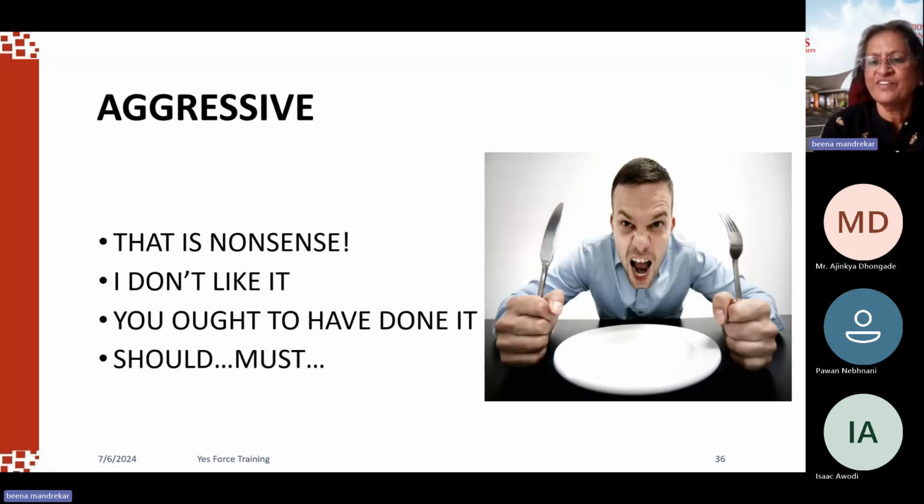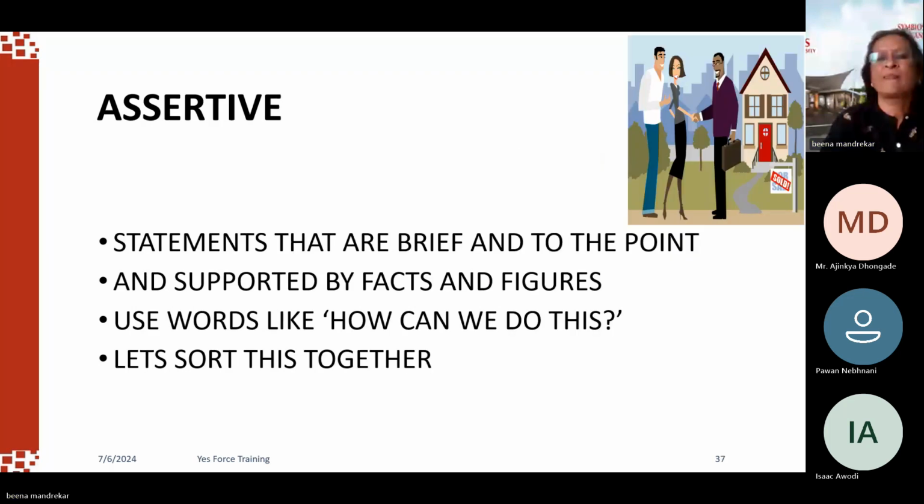Aggressive. What is aggressive? Shouting. Look at how he's looking at you angrily. That is nonsense. I don't like it. You ought to have done it. Should, must. All these words we use in our statement. And we say, that is nonsense. I don't like it. You ought to have done it. Should, must, etc., loudly. That is aggressive.